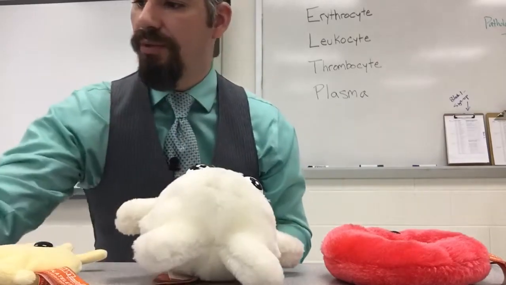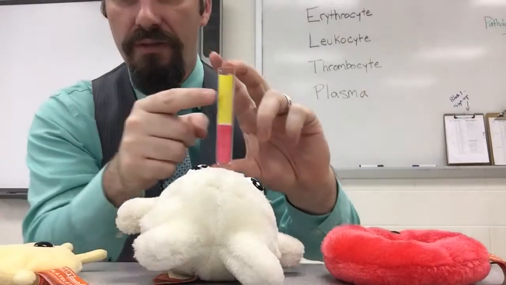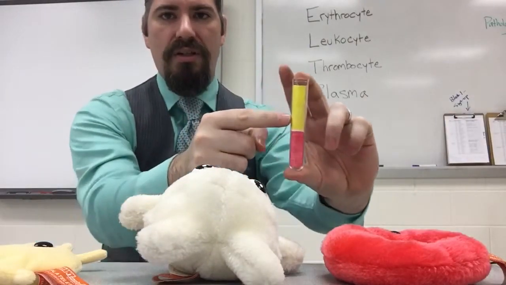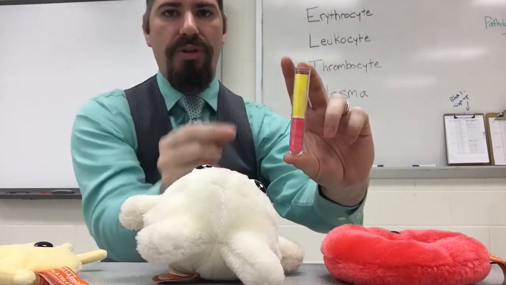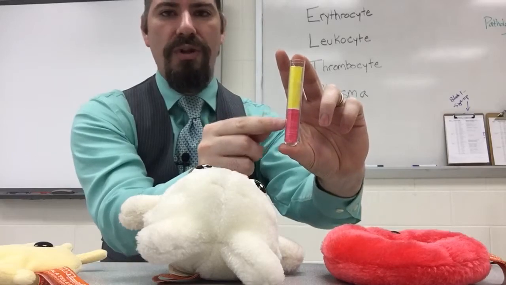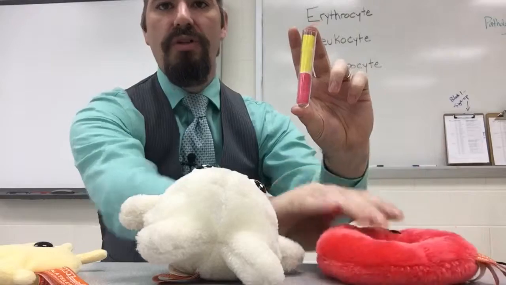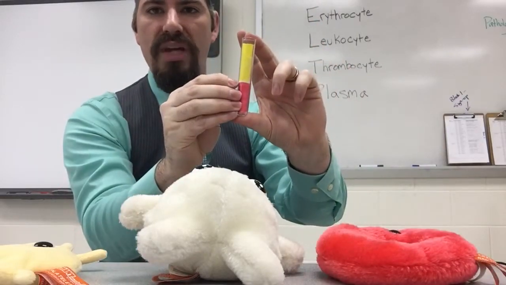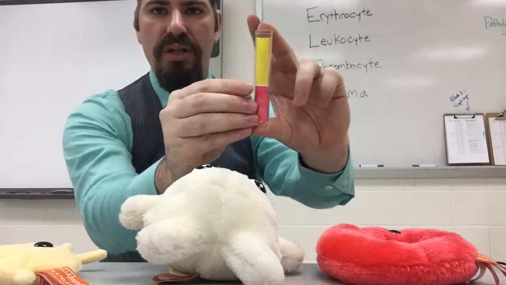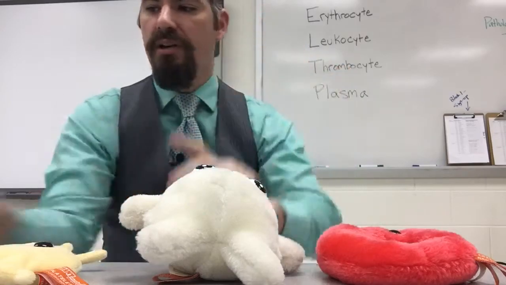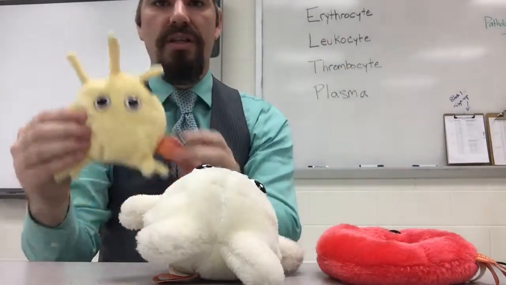So to recap, when we're looking at blood, 55% of it is the plasma, the liquid portion. 41 to 44% is the red blood cells, the most common, the erythrocytes. And then that remaining percent or two, shown here as that white buffy layer, those are made up of the thrombocytes or platelets and the leukocytes or white blood cells.